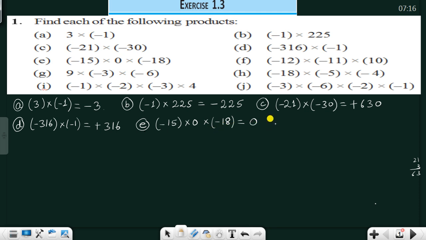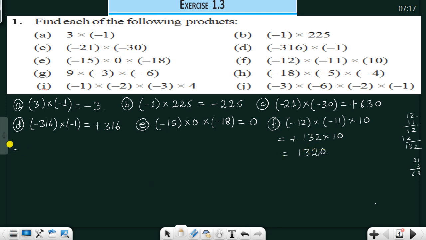Now question number F. Question number F is minus 12 into minus 11 into 10. First we will multiply these two. That is minus into minus is plus. If we multiply 12 with 11, that is 132. 132 into 10, we are getting 1320, and that is our answer.